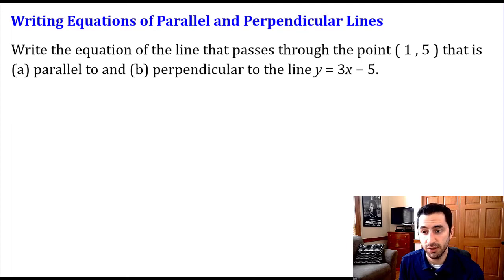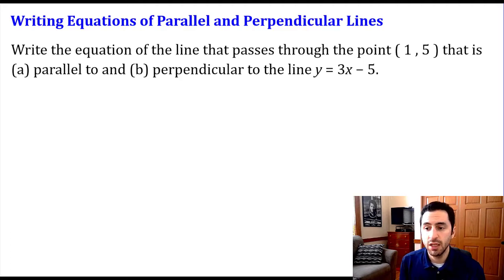The example says: write the equation of the line that passes through the point (1, 5) that is A, parallel to, and B, perpendicular to the line y = 3x - 5. So I'm actually going to need two new equations here. My first one, I want it to be parallel to y = 3x - 5, but I want it to go through the point (1, 5). And then my second equation, I want that one to be perpendicular to our given line, but that also goes through the point (1, 5).